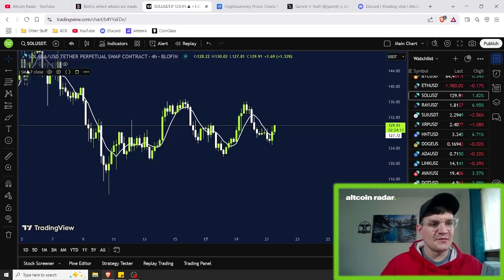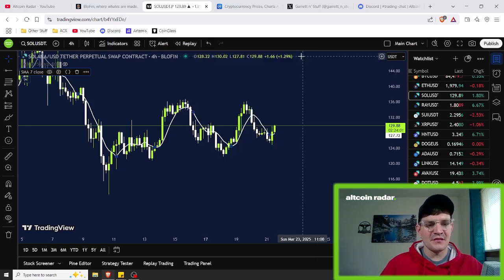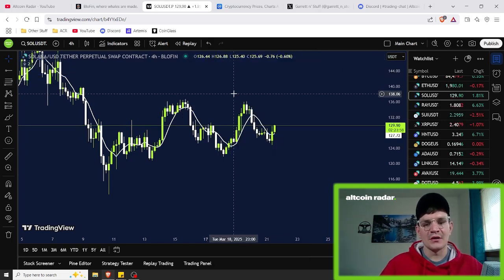You'll click it, and it will add to your charts. Then you'll go to the top left-hand corner, find the SMA, and go to the gear icon. I think by default it'll be set to either 9 or 14 on the length. Change the length down to 7, and then you will be good to go.